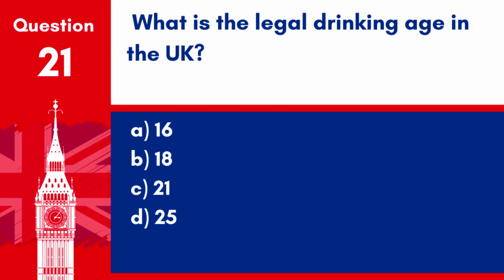Question 21. What is the legal drinking age in the UK? A. 16. B. 18. C. 21. D. 25. Answer B. 18. The legal drinking age in the UK is 18 for purchasing alcohol in public places.